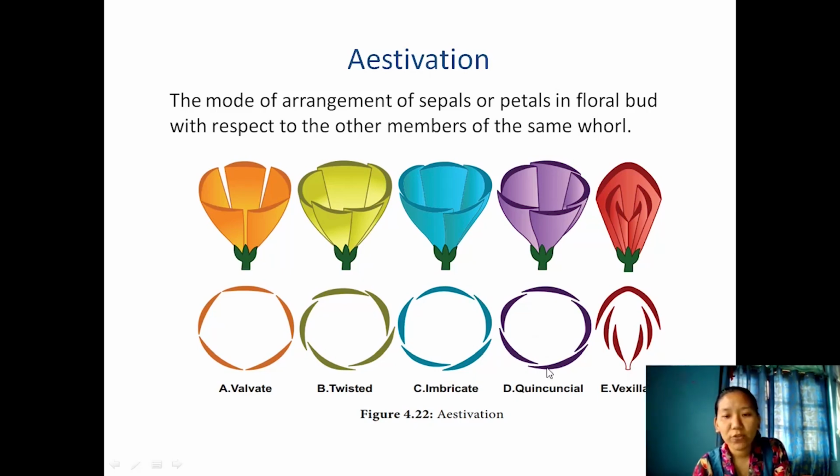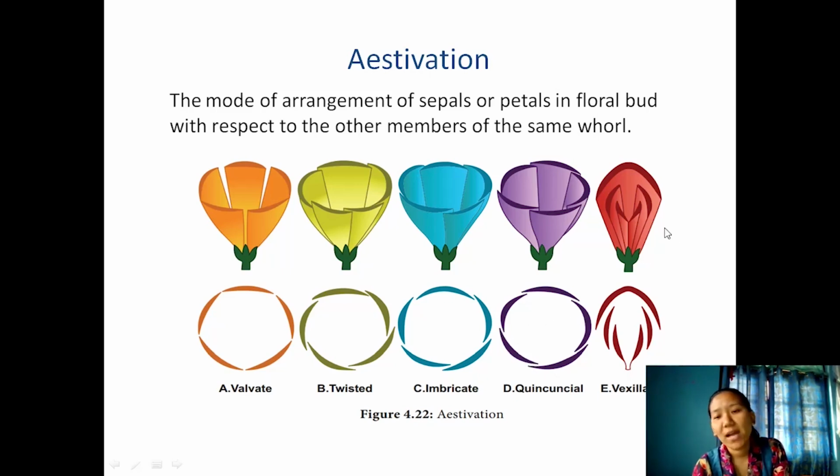And in the case of quincuncial here, again there is an overlapping, again there is no particular direction. In this case, there are 2 completely in, 2 completely out, and 1 is in and out.